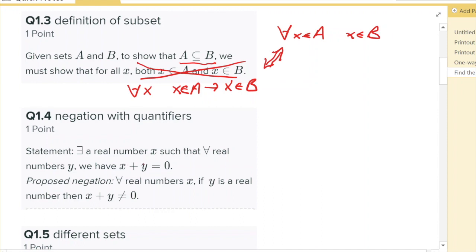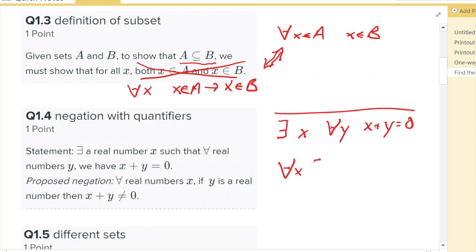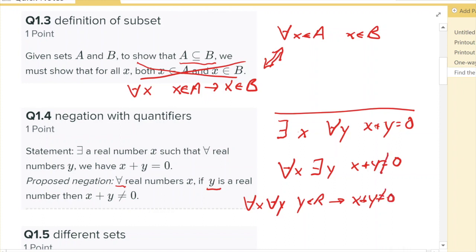Negation with quantifiers. There exists a real number x, so that for all real numbers y, x plus y equals 0, and we want the negation. So for all x, there exists a y where x plus y equals 0. This is saying for all x, for all y, y being a real implies x plus y is not equal to 0. And so it's changing the exist to a for all, making that incorrect.